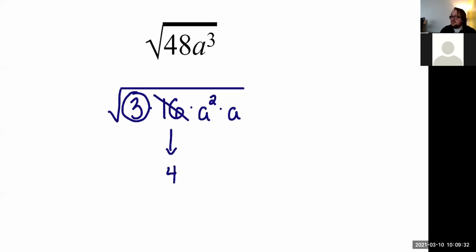Now we get to this a squared, which kind of piqued our interest. What do you think you get when you take the square root of a squared? Perfect square should be a squared. You wouldn't get the same thing. You just get a. You would get what's being squared, which in this case is the a.